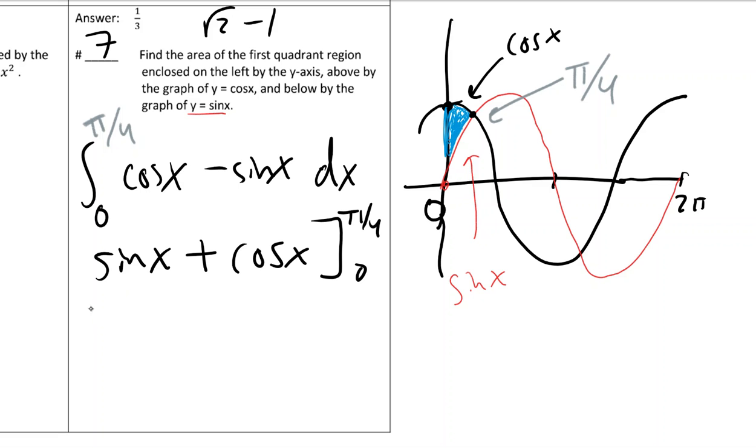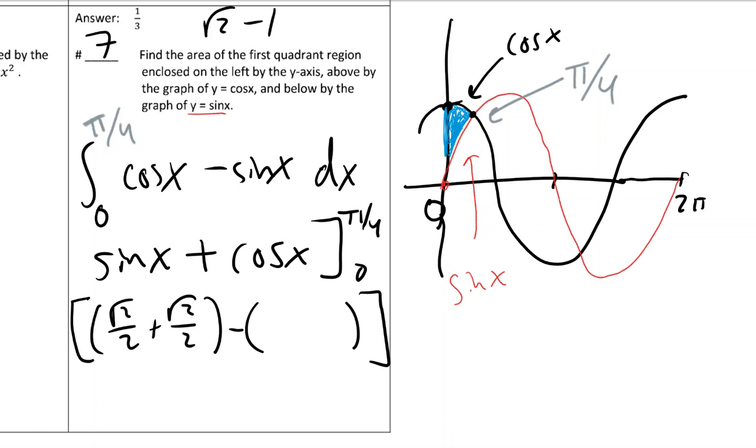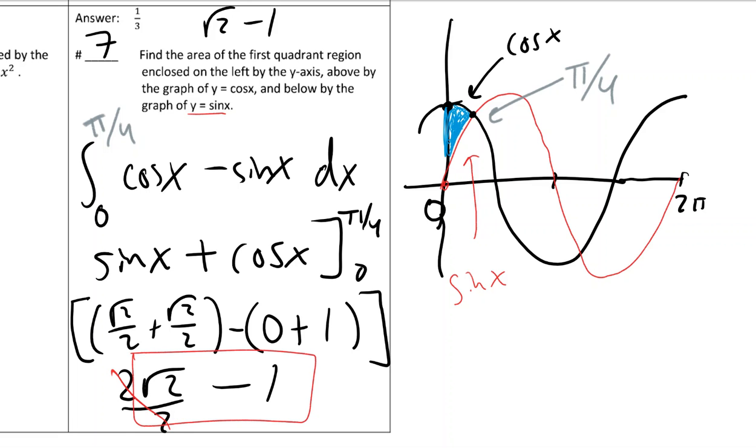So plug in pi over 4 the first time. So this would be square root of 2 over 2 plus square root of 2 over 2. Already know those are equal. That's why I picked that value. Plug in 0: 0, and 1. So you have 2 of these, and then a minus 1. But 2 times 2 cancels, and you're left with square root of 2 minus 1.